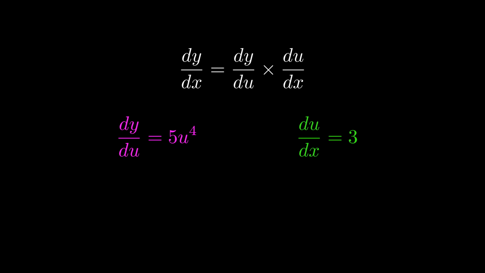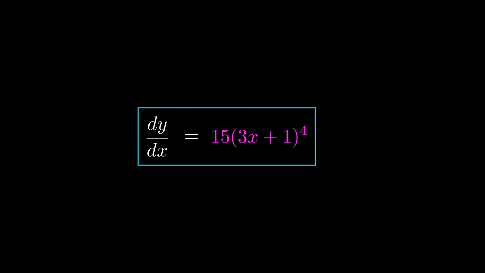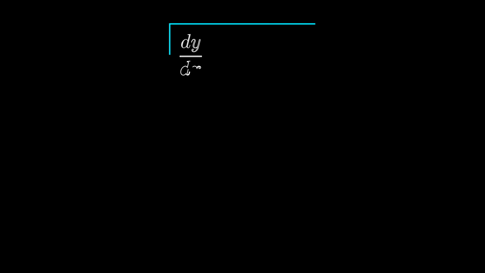So dy/dx equals dy/du multiplied by du/dx. Substitute the two pieces. dy/dx equals 5u to the power of 4 multiplied by 3, which is 15 multiplied by (3x plus 1) to the power of 4. And there you have it.